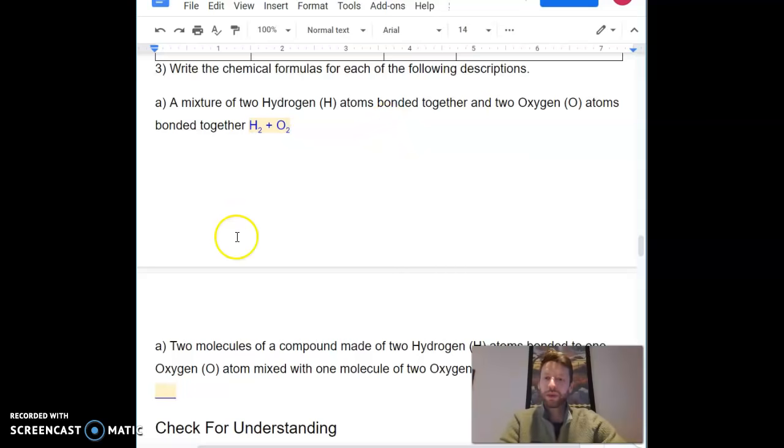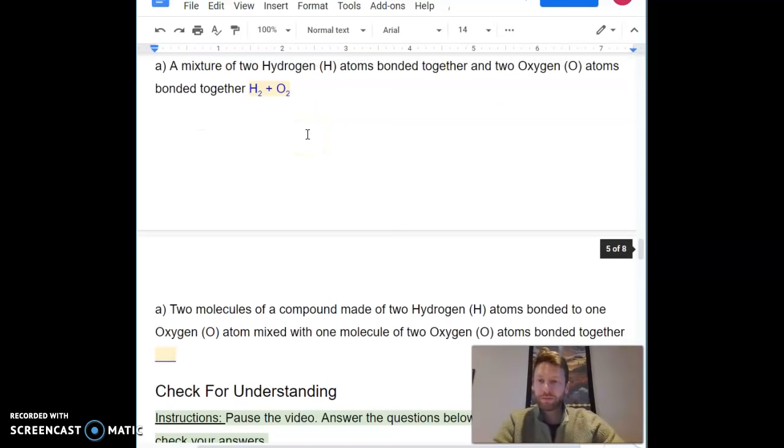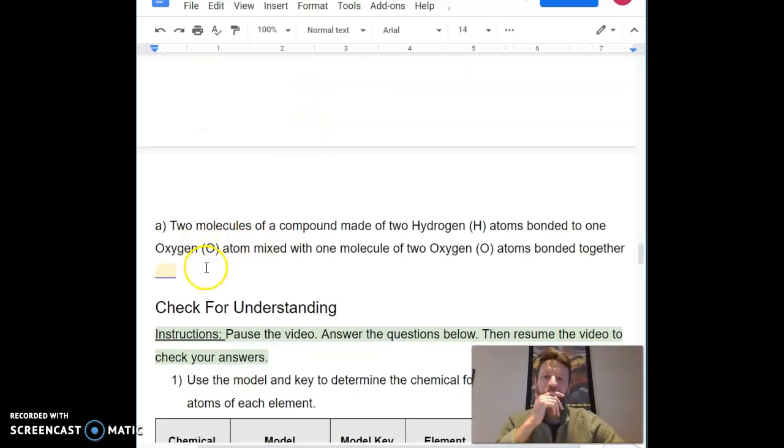Do a quick double check that it makes sense. A mixture, okay, I got my plus, so this is a mixture. 2 hydrogen atoms bonded together, yep. And 2 oxygen atoms bonded together. All right, looks good. Let's move on to the next word problem.